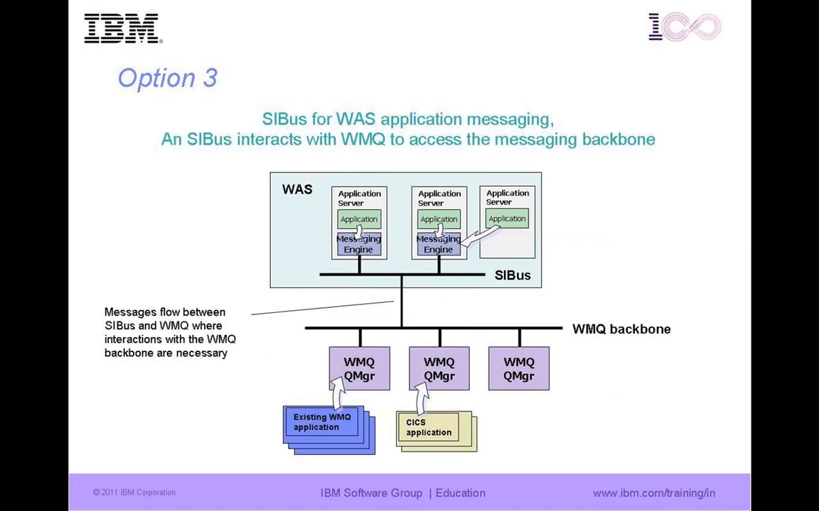So the third option is pretty interesting. What we are seeing over here in this slide is we are going to use SI-bus for the WAS application messaging and then connect SI-bus to the WebSphere MQ backbone. What it means is the applications that are running within the application server are totally transparent about the existence of WebSphere MQ.